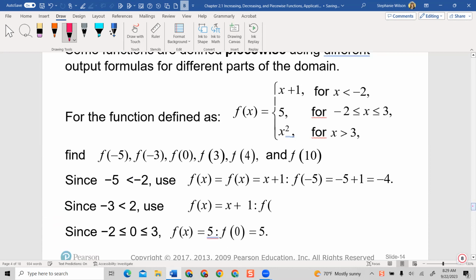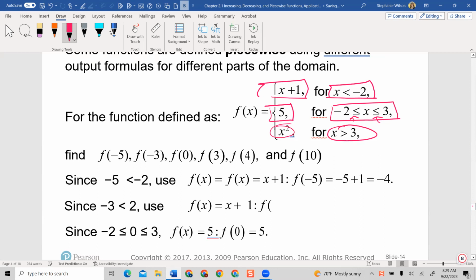Say that we have f of x is equal to x plus 1, and it has this restriction where x is less than -2. Then we have f of x is equal to 5, where x can equal -2 and falls between -2 and 3, and it can equal 3 because look, it has the equal signs on the inequalities. And then f of x is equal to x squared, where x is greater than 3. So let's figure this out.